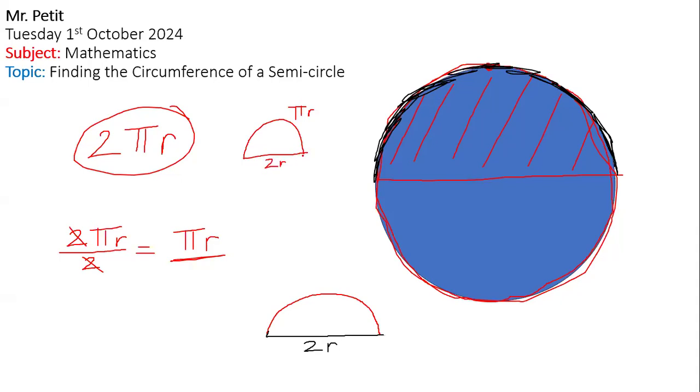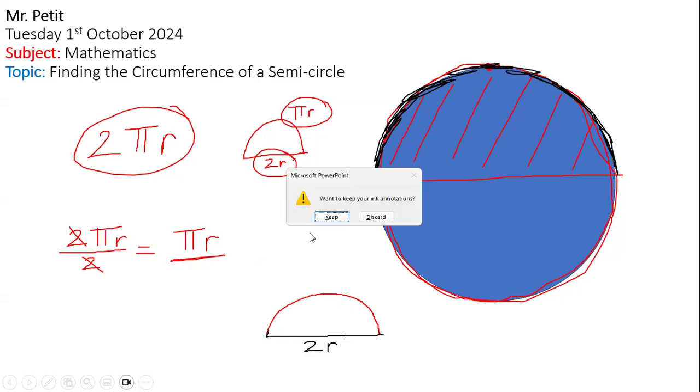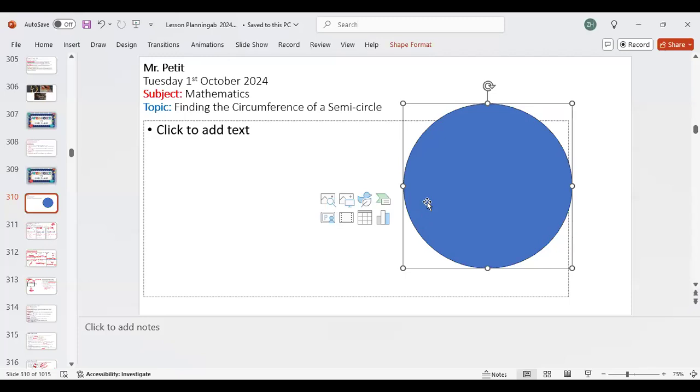And so the circumference of a semicircle, therefore, is going to be equal to pi r plus 2r. And so that's how we get that formula. So let me write that down.